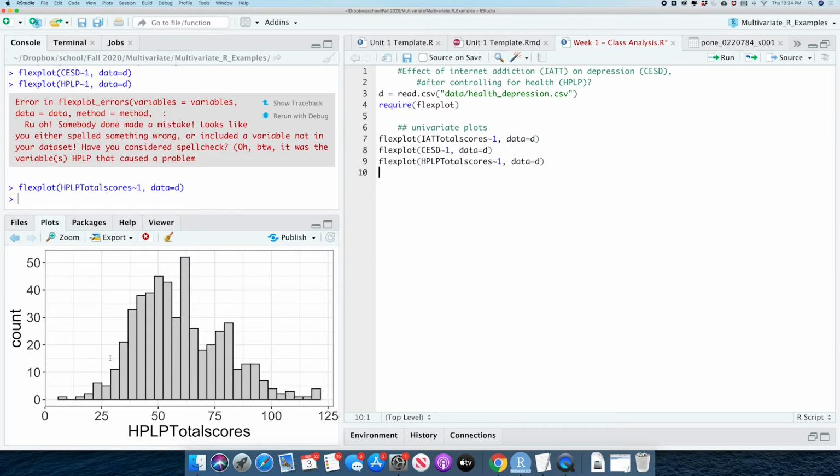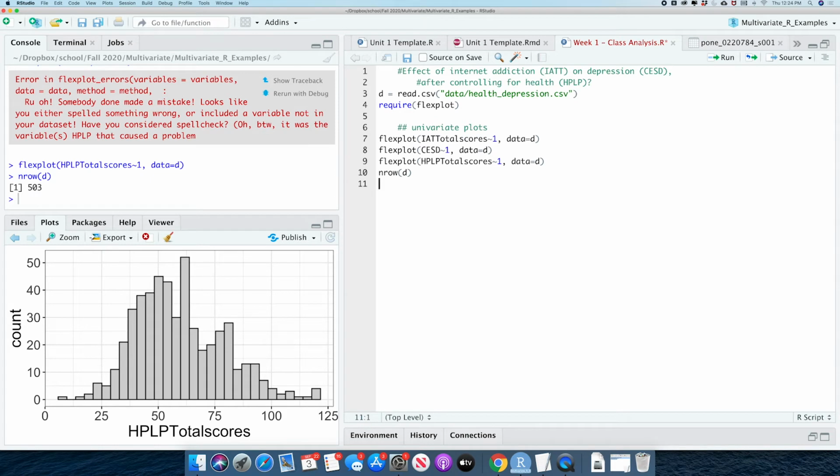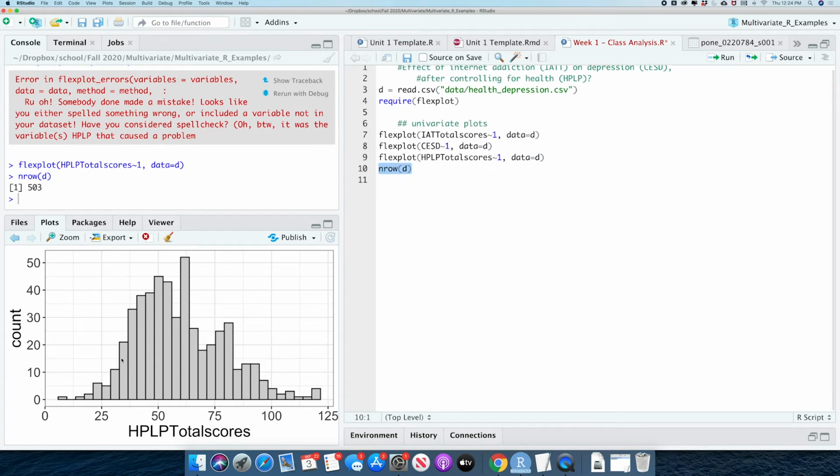But if I do it this way, we've got a fairly symmetric distribution. There are some deviations from perfect normality, but you would expect this in a data set with a sample size like this, which is nrow(d), 503. That's a pretty big data set, but not so big that you would expect this gorgeously beautiful normal distribution. So anyway, I'm not worried about that. That looks pretty okay to me. Now that we've done the univariate visuals, I'm going to make a note to myself that says, hey dude, there's some skewness in IAT and CESD.